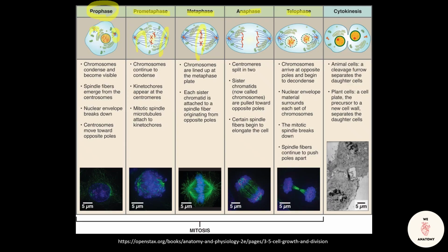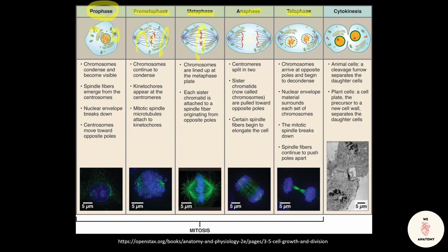The last phase of mitosis is telophase. During this phase, the separated chromosomes begin to unwind and a new nuclear envelope appears around each set of chromosomes. The mitotic spindles break down and the spindle fibers continue to elongate the cell. So now we have a nucleus on either side of the cell.